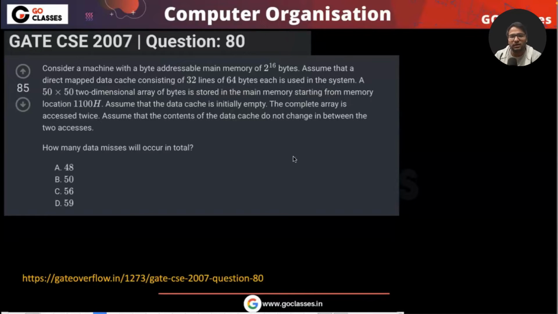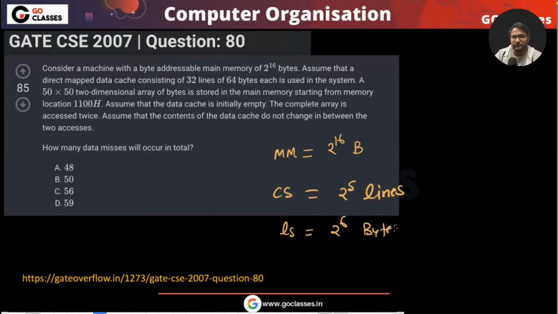So they are saying that you have the main memory size. Generally, it might not matter for the misses, but anyway, they've given it. Assume that the direct map cache consists of 32 lines. Cache size is given as 2 power 5 lines, and line size is given as 2 power 6 bytes. There is a 50 into 50 two-dimensional array of bytes, which means the size of each element is just 1 byte. So the array size is 50 into 50 bytes.